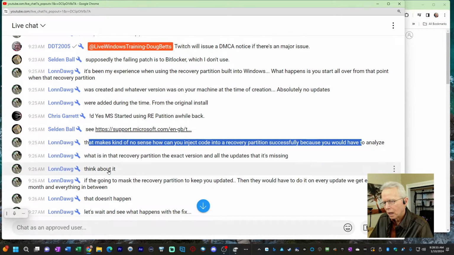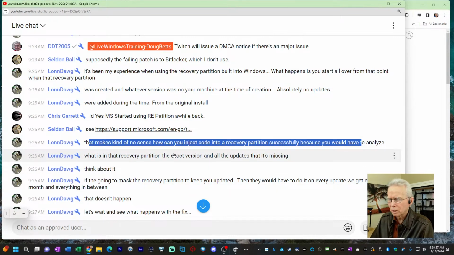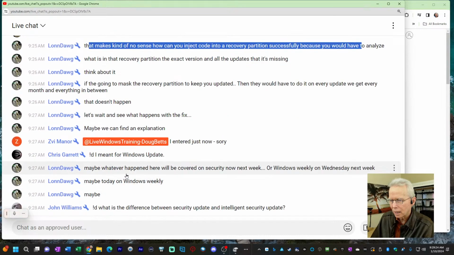Think about it. You might be misunderstanding what the recovery partition is, and should I start talking about it since I haven't researched it deeply? It's not a backup. It's not an image backup of an earlier state of your computer. If they were going to patch the recovery partition to keep you updated, they would have to do it on every update we get every month and everything in between. That doesn't happen. Let's wait and see what happens.